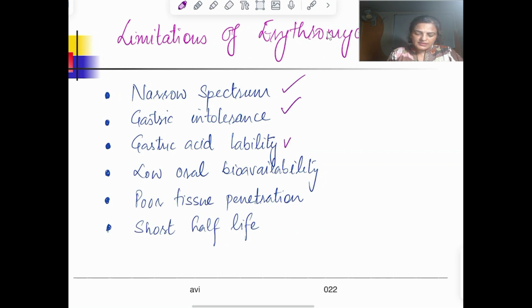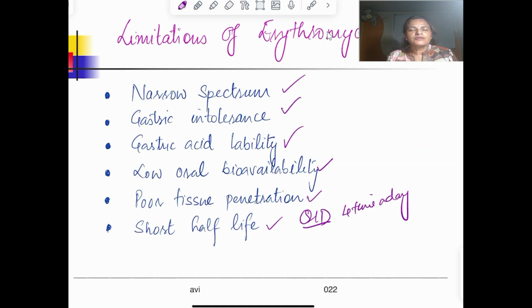Then gastric acid lability, it is acid labile, not acid stable, so enteric coated erythromycin is used. Bioavailability is low, tissue penetration is less, and half life is short, so we have to give it four times a day, QID. So these are the limitations of erythromycin. That's why nowadays we use semi-synthetic macrolides.